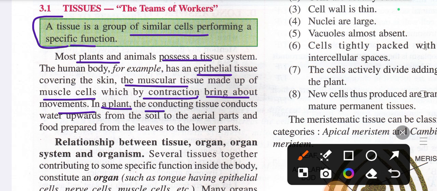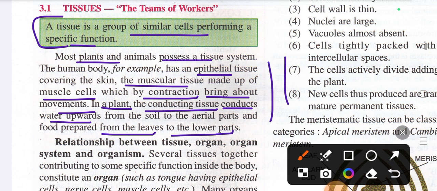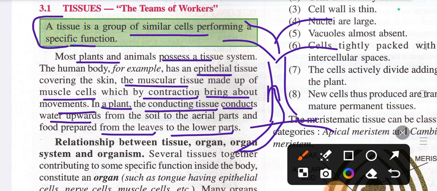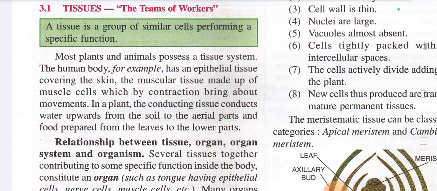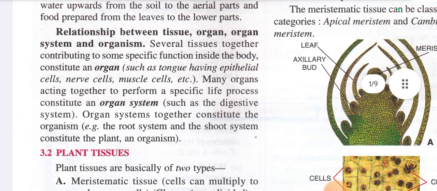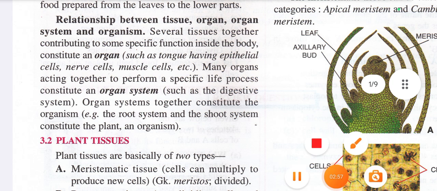In a plant, the conducting tissue conducts water upward from the soil to aerial parts, and food prepared in leaves to the lower parts. Now, a plant is somewhat like this. There are several tissues that bring water from the roots and supply that water to the other parts of the plant. So each type of tissue has different work.